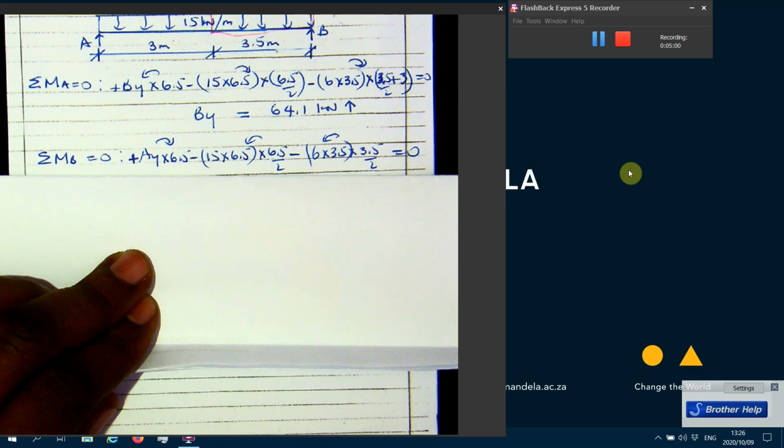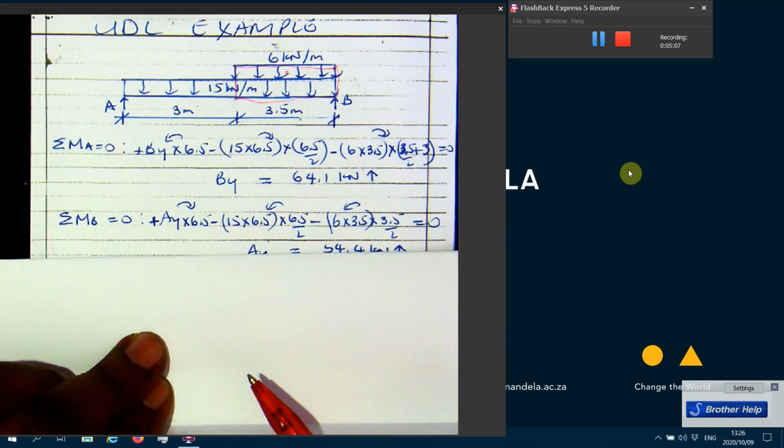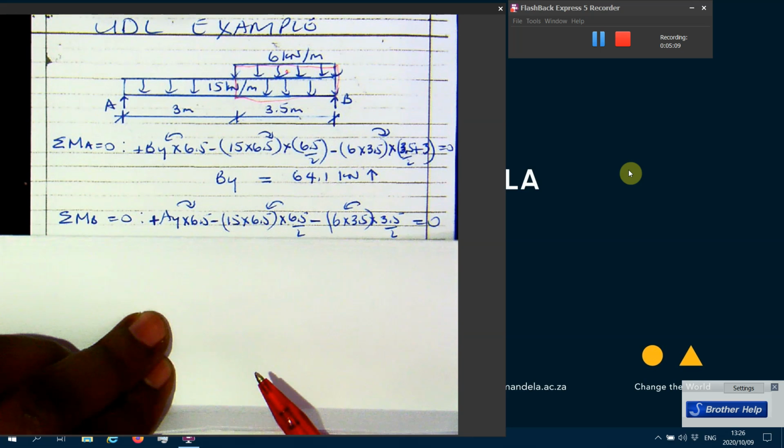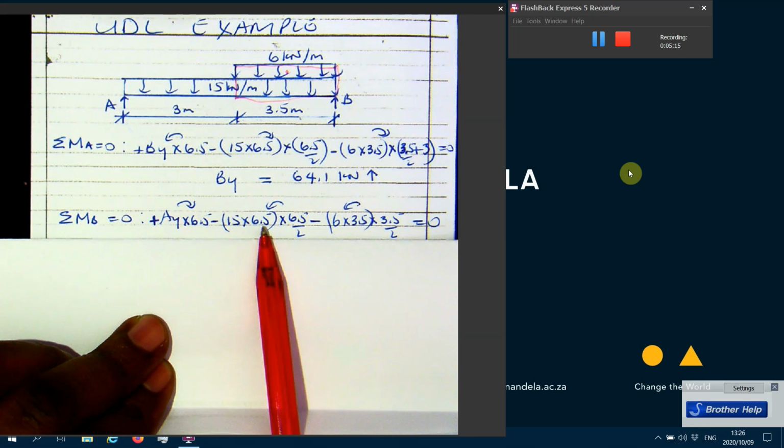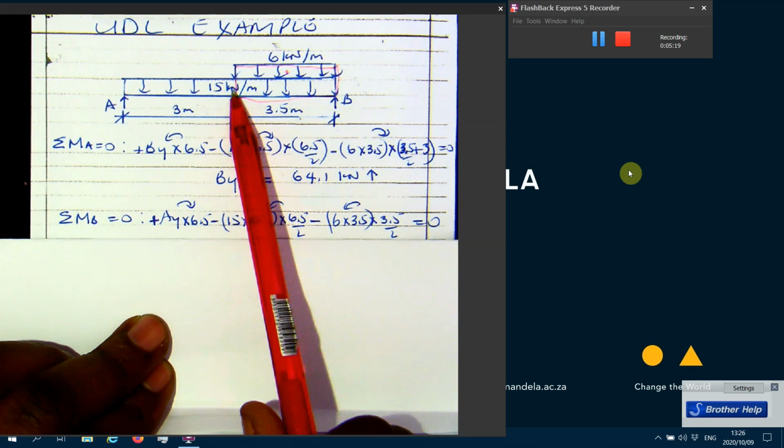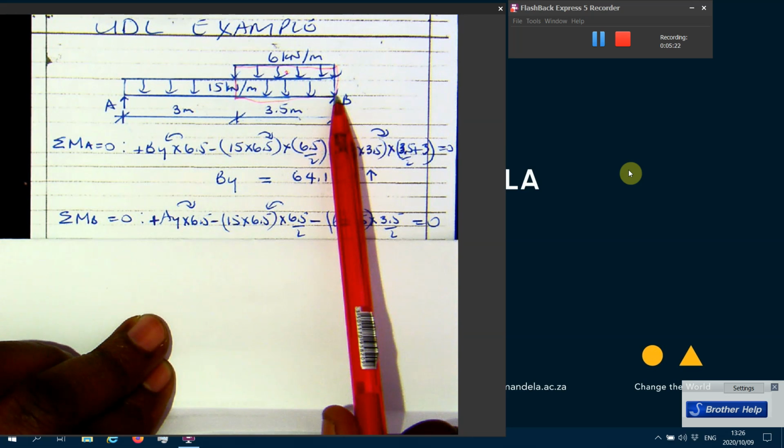And then let's look at the uniformly distributed load. In this case, remember, I've treated my 15 as going all the way to the end. So it's 15 times 6,5, and then you multiply by the distance from the center to where you're taking moments. I'm taking moments about B, which is 6,5 divided by 2.